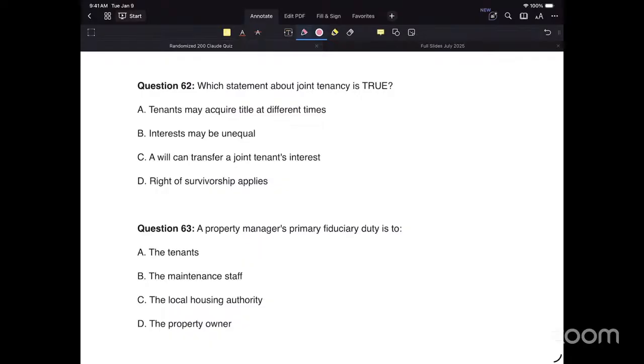So there we go. Joint tenancy, which one is true? Which means 3 of these are going to be false and 1 is going to be true. We have A, tenants may acquire title at different times. B, interest may be unequal. C, a will can transfer a joint tenant's interest. Or D, right of survivorship applies.